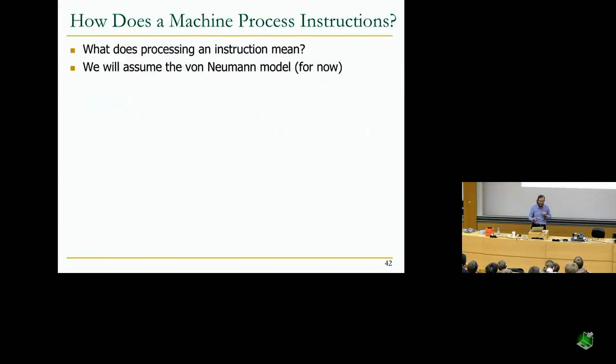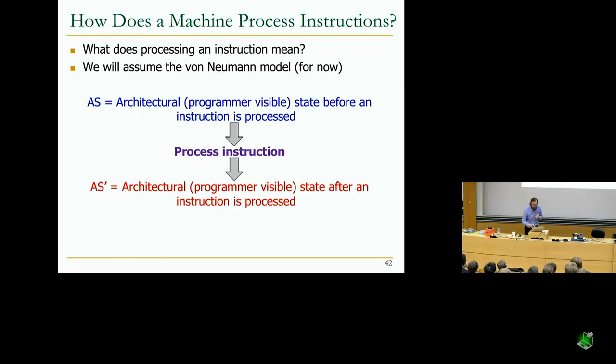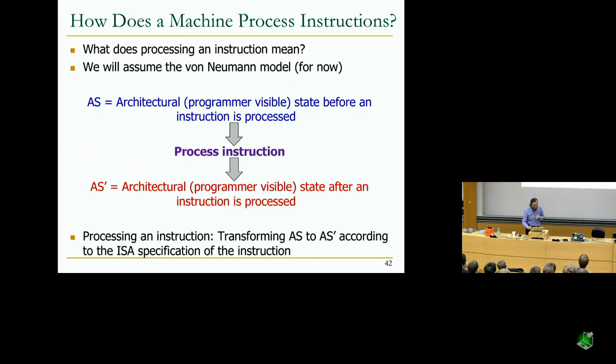So we're going to process the instruction. Basically, what does processing an instruction mean? It basically means that you take a beginning architectural state, the program visible state, before the instruction is processed. You process the instruction, and you generate an architectural state prime. Basically, processing an instruction means transforming architectural state to architectural state prime according to the ISA specification of the instruction.